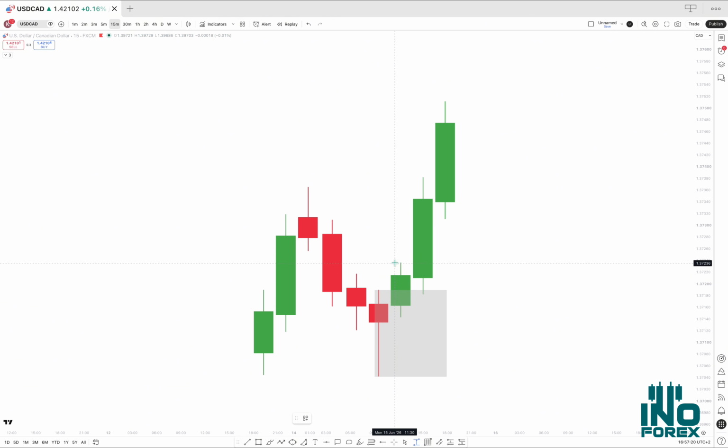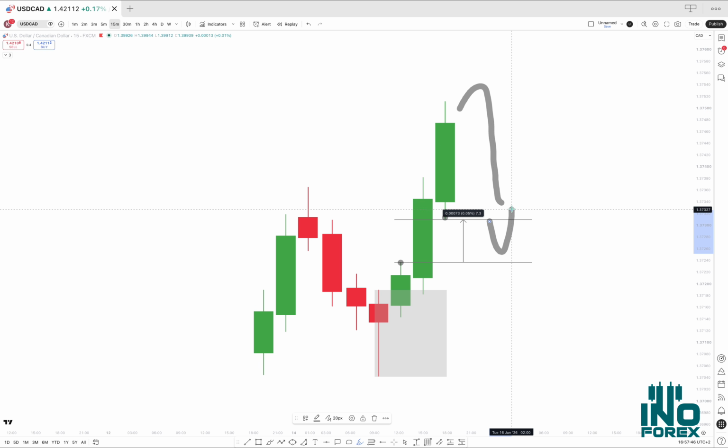We're going to select the high of this candlestick and the low of the third candlestick, like this. We select the high of this candlestick and the low of this candlestick, and this space will be a fair value gap. So we expect that the market will return to fill this fair value gap.